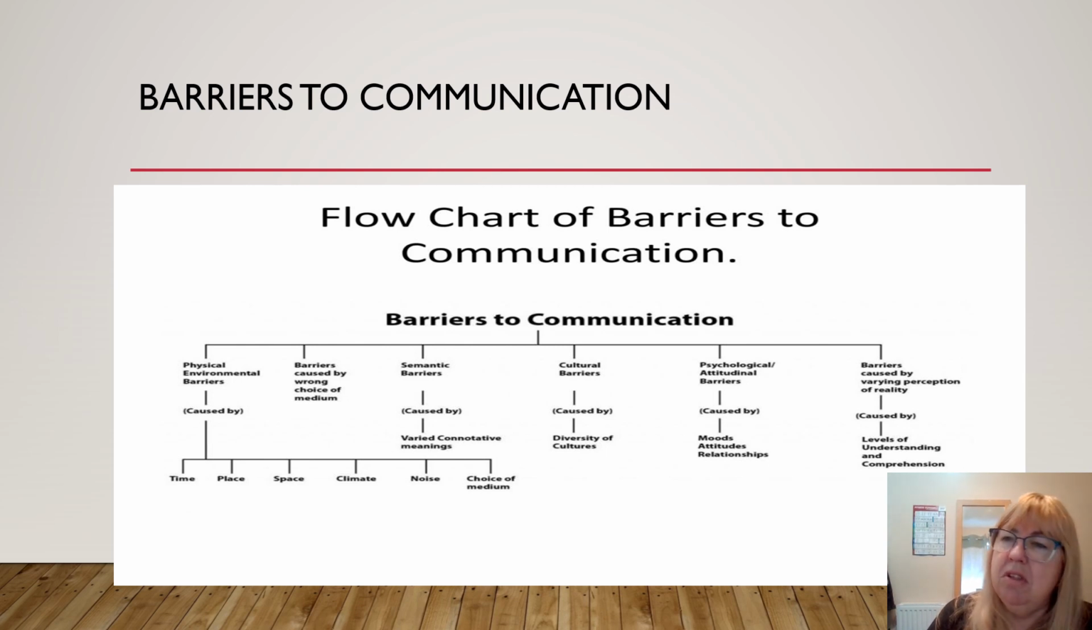Psychological attitudes, someone's upset, they're angry, they're depressed. All of these affect the way they communicate, and that can be a barrier too. And their understanding and comprehension, again, if someone's had a stroke or if they've got dementia, their comprehension could be really affected. So you really need to get to know the person to know what they can respond to and how well.